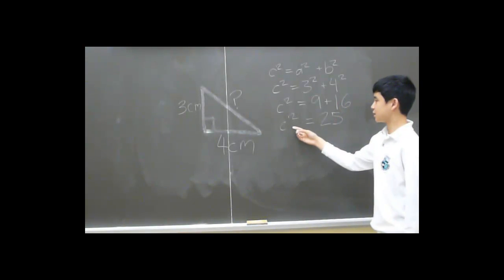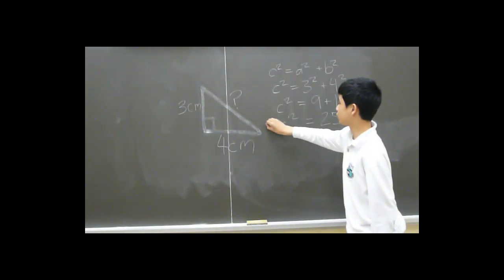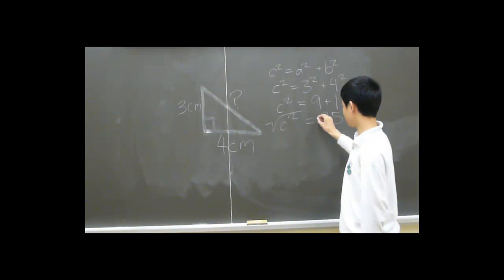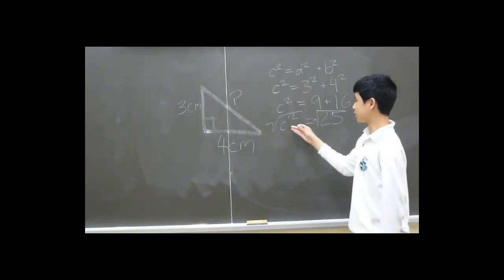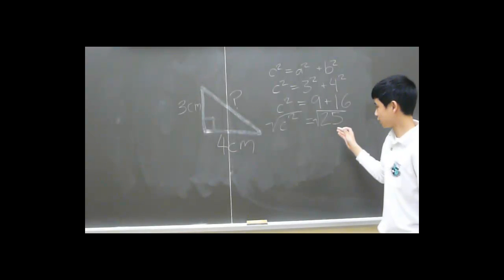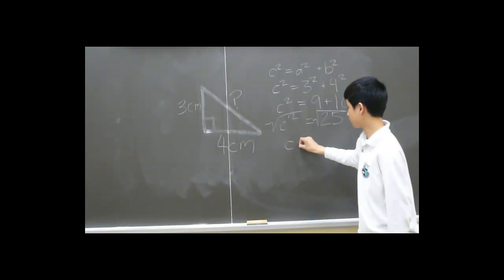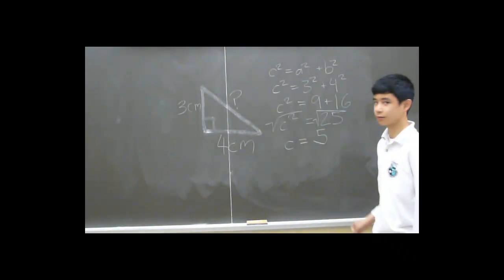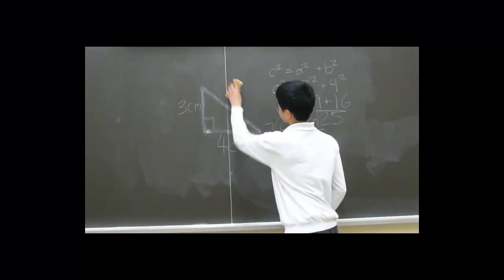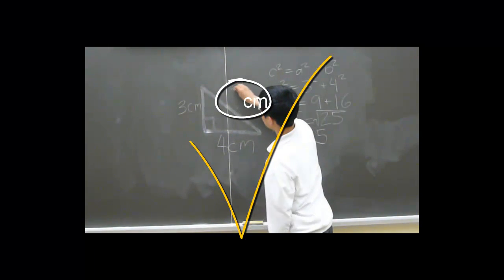Now, since this is c squared, you would want to square root it. And since we square root one side, we do the same to the other. So c would equal 5. So now, the hypotenuse of the triangle is 5.